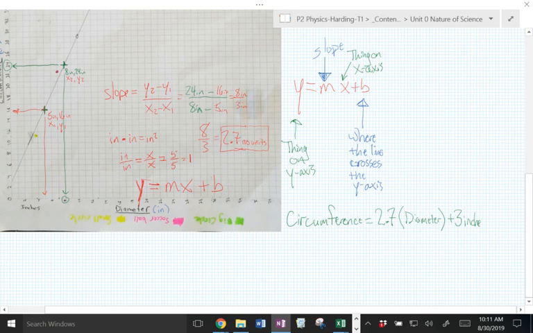Check that out. Math. All right. 2.7 times 18 plus 3. What do you get? 51.6. So I don't know that I'm going to get 0.6 inches here.